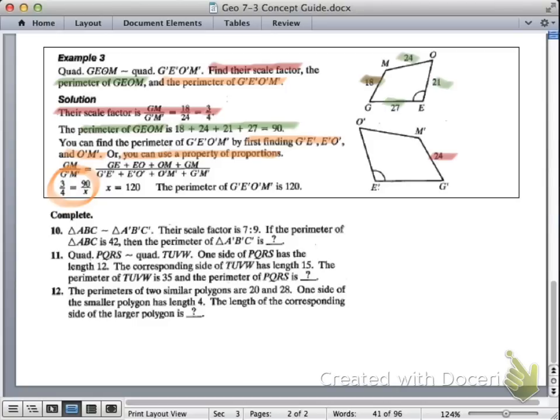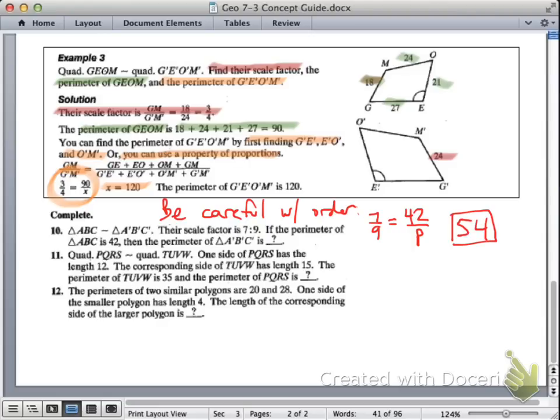Let me help you get set up here on number 10. We got triangle ABC and then triangle A prime B prime C prime. Their scale factor is 7/9. The perimeter of ABC is 42. So we're going to write this proportion. Just be careful with the order of what you do, but we'll say 7/9 is equal to 42 over P. Then solve for P. The perimeter is going to end up equaling 54. Try 11 and 12, and then you're done.